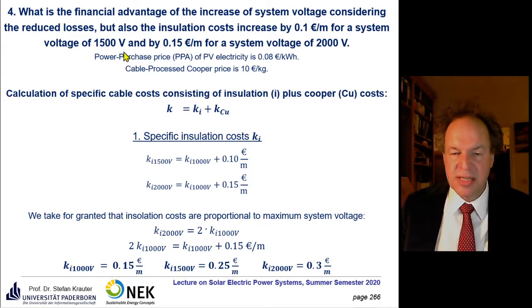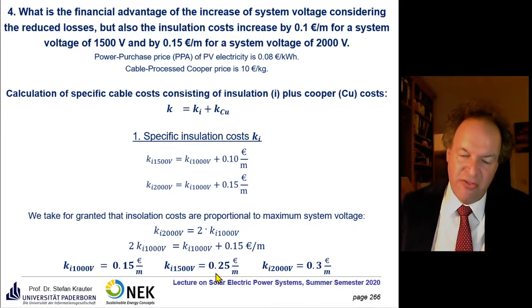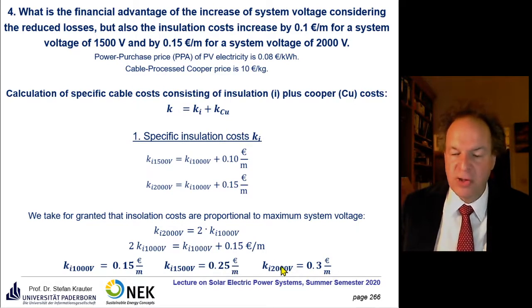Then we know that we increase the cost by 0.1 euro per meter. So the cost of the insulation for 1500 volts is 0.25 euro per meter. And for 2000 volts, we know already it's 2 times the cost of 1000 volts. So it's 0.3 euro per meter, or we calculate it by the increase of 0.15 euro per meter. So 0.15 plus 0.15 is 0.3 euro per meter.